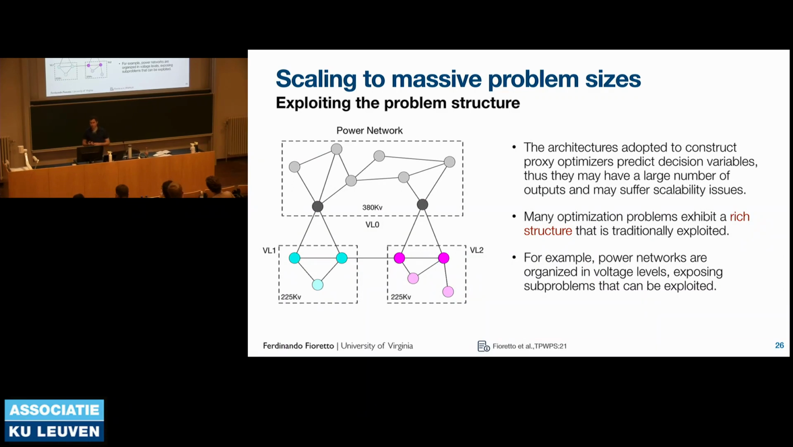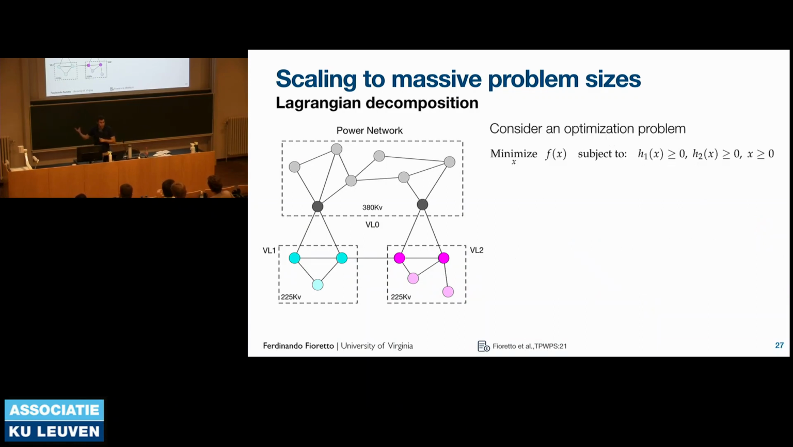Well, luckily, a lot of the problems that we're dealing with also exhibit some structure. And again, we can take lessons learned from optimization and apply them in this context. For example, if you look at power networks like the one illustrated here in the slide, those networks are typically organized in voltage levels, and there are components which are loosely connected across each other. So what we can do is exploit our knowledge of optimization in order to improve the scalability of those problems. We can do that, in this case, by using a Lagrangian decomposition approach.